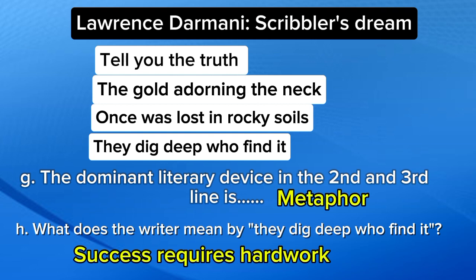In the poem Scribbler's Dream, the poet teaches that anything that has value is not easy to find, thereby fulfilling the saying that success is not achieved on a silver platter. So the simplest answer to this question is success requires hard work. I repeat the answer again. Success requires hard work.